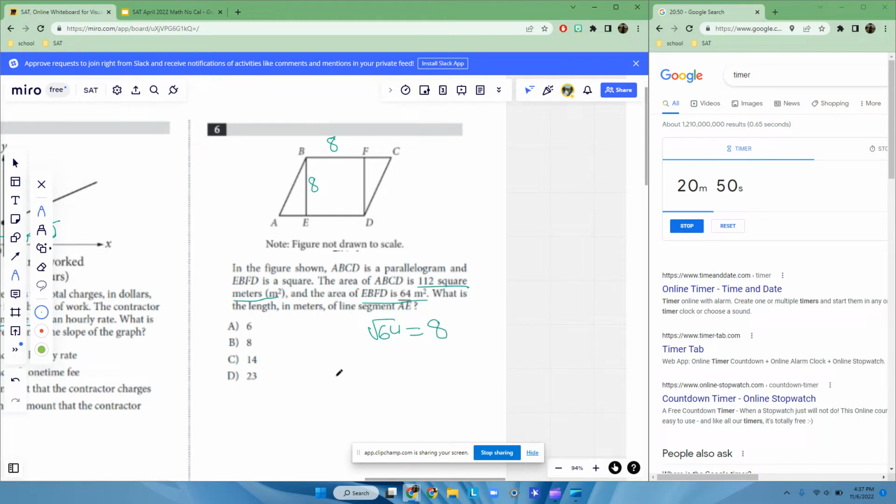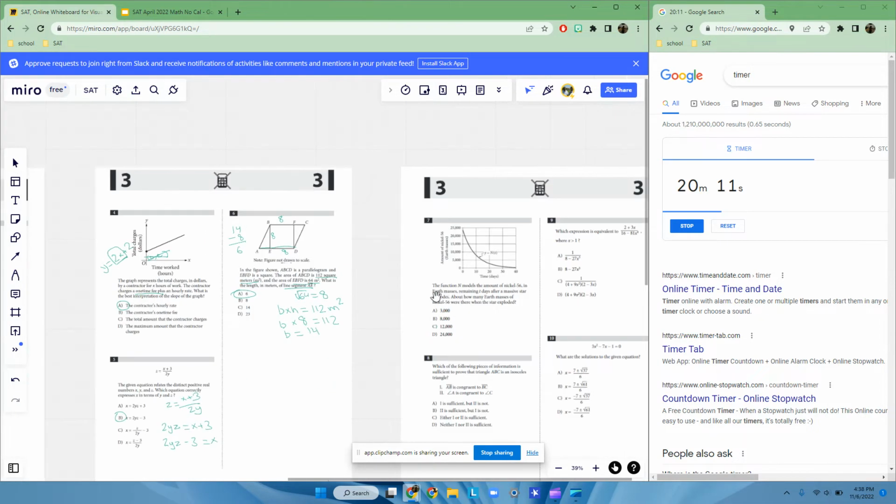So now that we have that down, we know that our length is 8. So base times height is equal to 112 square meters. So base times 8 is equal to 112. Base is equal to 112 divided by 8. You should get 14. But since it's only asking for this line segment AE, if this part is 8 and this whole is 14, you'll do 14 minus 8, which is equal to 6. So A is equal to 6. Next problem.